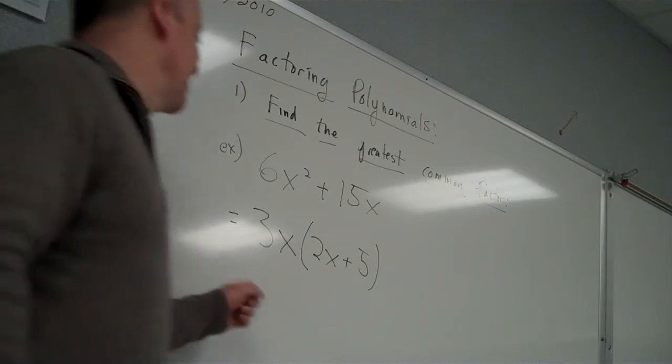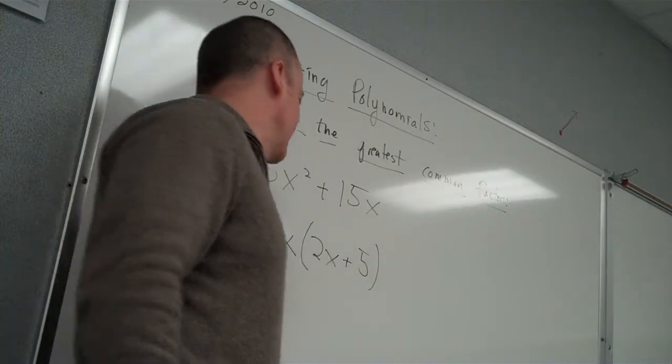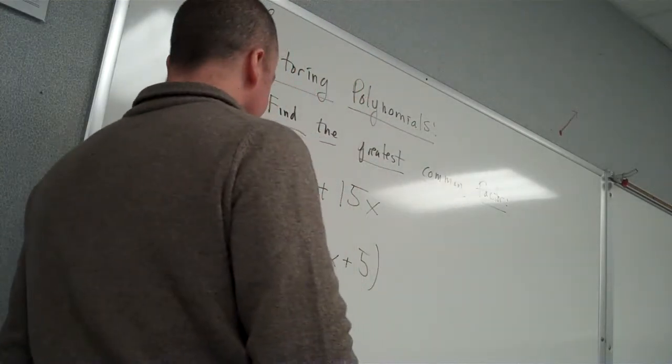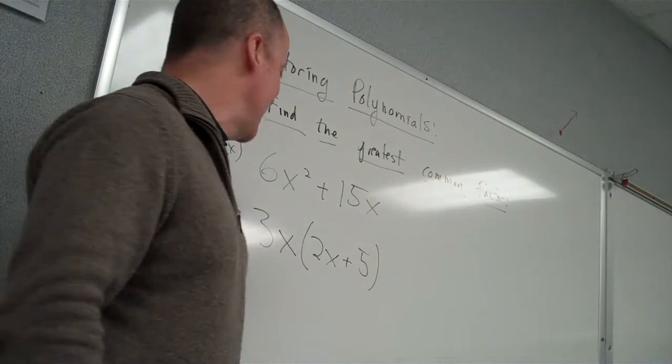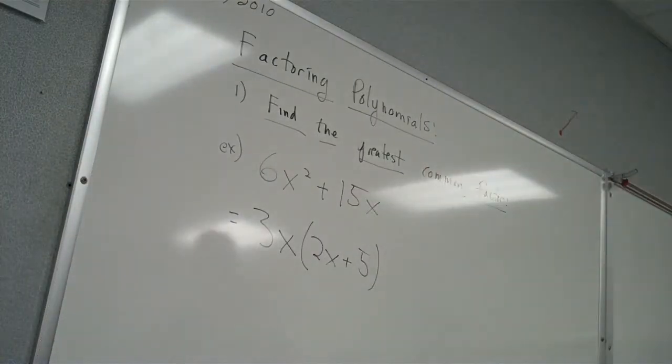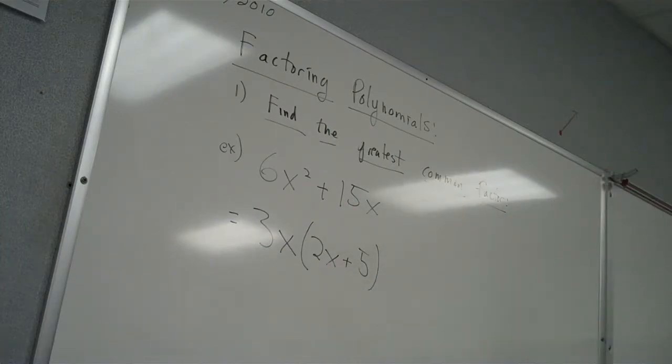It's asking yourself, what could you remultiply by this to get back to where you started? Then always double check to make sure you found the greatest common factor with whatever's left. Have we found the greatest common factor with whatever's left? I have no idea. You have no idea? Do 2x and 5 have anything in common that we've missed other than 1? No, I don't think so. I think they're in pretty good shape.